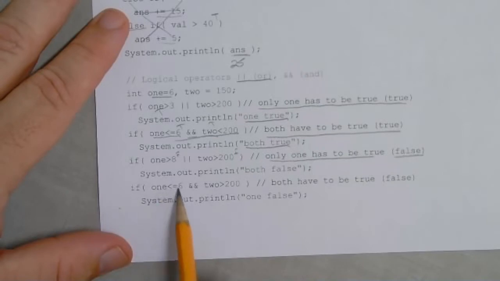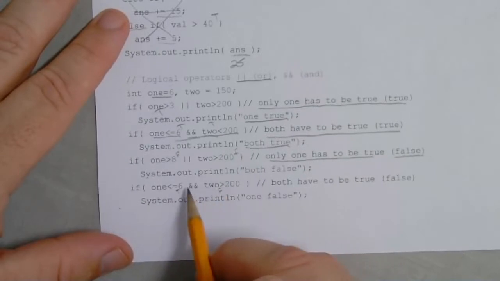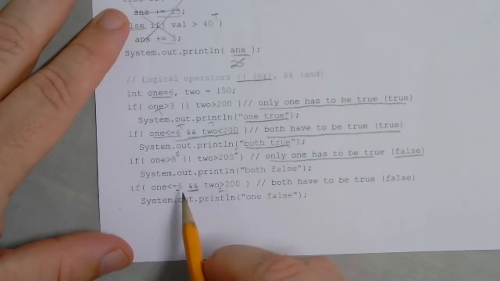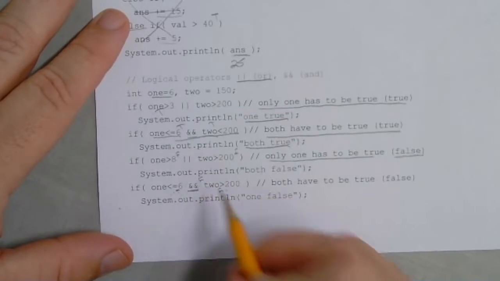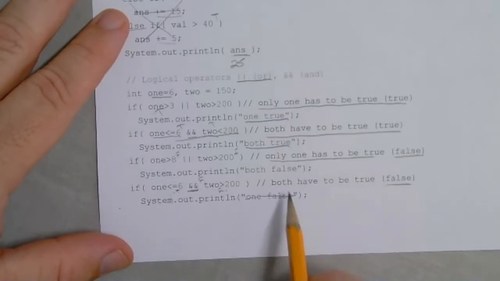1 is less than or equal to 6. That's true, but 2 is not greater than 200. So this is false. Both of them have to be true in order to evaluate to true. So this actually evaluates to false. Both have to be true. So this evaluates to false, and this will not be printed. That will not be printed either.